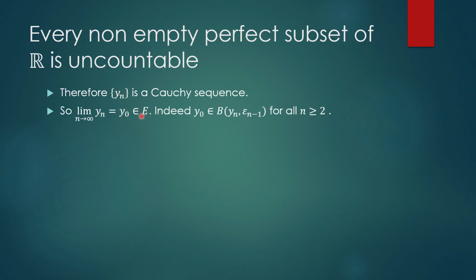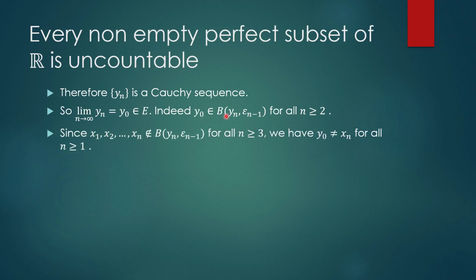E being perfect, this Cauchy sequence should converge to some point y0. So then, indeed, y0 should be a member of every open ball for all n greater than or equal to 2. And since x1, x2 up to xn are not members of this ball for all n greater than or equal to 3, y0 cannot be equal to xn, because y0 is here and x1, x2 up to xn are not here. So xn cannot be equal to y0 for all n greater than or equal to 1.